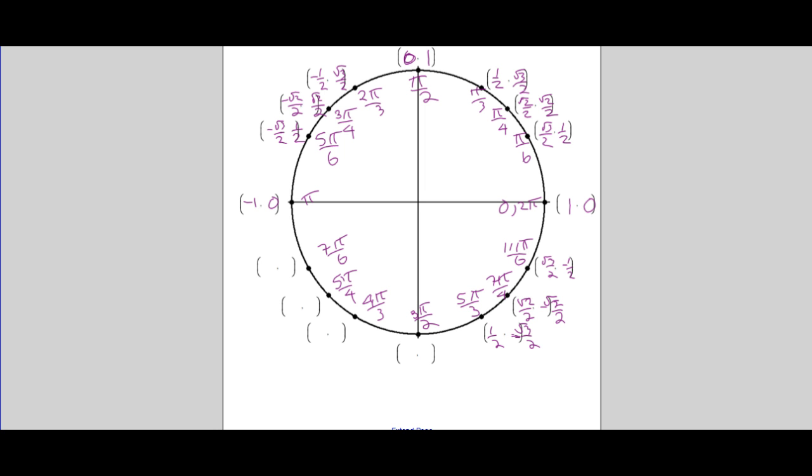And then if I reflect this down here, the x's stay the same and the y's become negative, or if I reflect this over here, the x's become negative and the y's stay the same. So this becomes negative root 3 over 2, negative 1/2, negative root 2 over 2, negative root 2 over 2, negative 1/2, negative root 3 over 2, and this is just the point (0, -1).